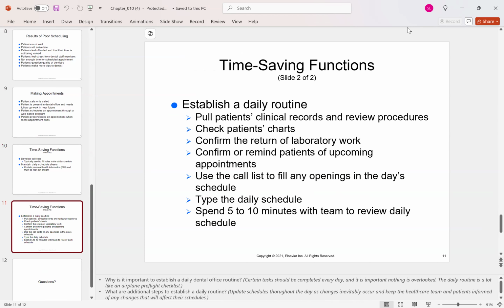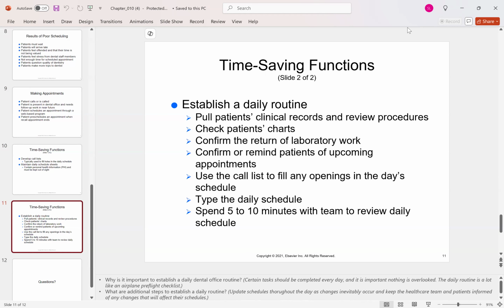We'll establish a daily routine. So typically what we're going to do is pull the patient's clinical records. We will review the procedures, make sure that what they're coming in for fits the clinical notes from the last procedure. We will check their charts to make sure that they have everything signed and health history is updated. We're going to confirm the return of laboratory work. So if that patient is coming in for the seat of a denture or an occlusal guard delivery, we want to make sure that we have that in the office. We're not wasting their time and making them come to the office without having their laboratory work.